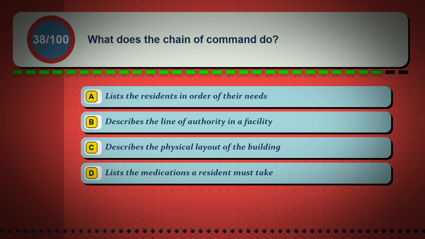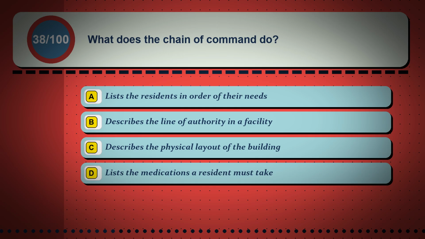Question 38. What does the chain of command do? Option A lists the residents in order of their needs. Option B describes the line of authority in a facility. Option C describes the physical layout of the building. Option D lists the medications a resident must take.